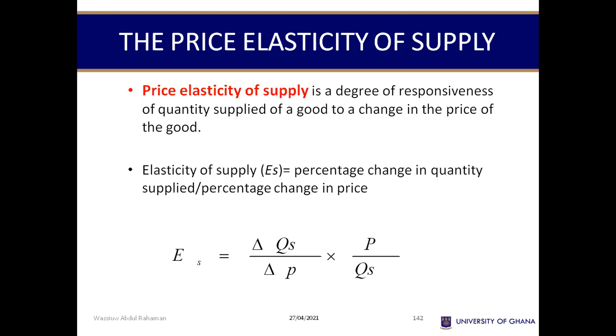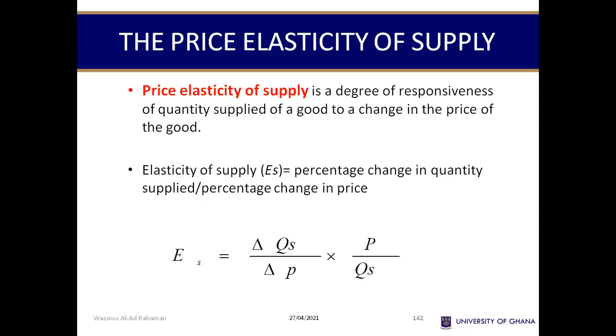Now, how do we obtain it? Very similar formula, just replace the quantity demanded with quantity supplied. So the own price elasticity of supply is obtained as the percentage change in quantity supplied divided by the percentage change in price.